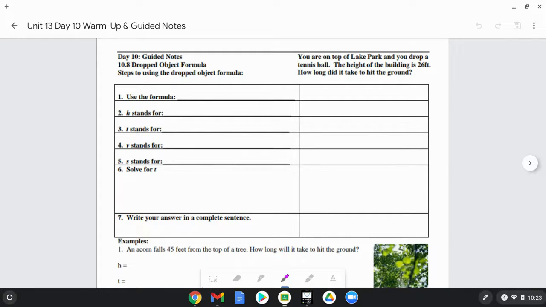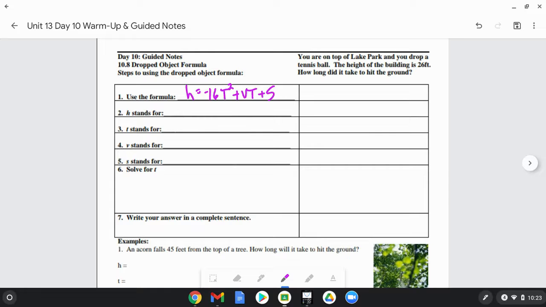So everything that we're doing today is going to be a formula that you will learn again, I believe, in physics, that will talk about how long it will take something to actually drop if you didn't have any wind resistance. And that formula is going to be the same formula over and over again for today and tomorrow, and I think the next day. It's h equals negative 16t squared plus vt plus s.